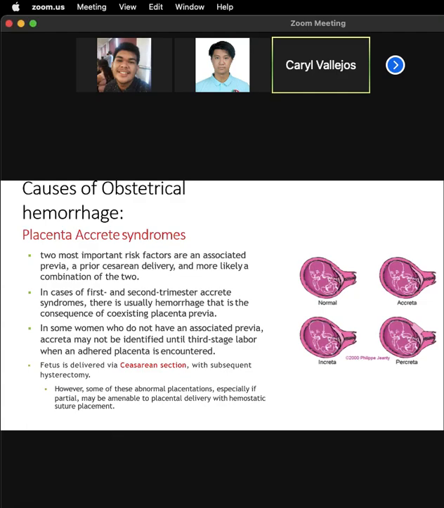The fetus is delivered via cesarean section with subsequent hysterectomy. However, some of these abnormal placentations, especially if partial, may be amenable to placental delivery with hemostatic suture placements.